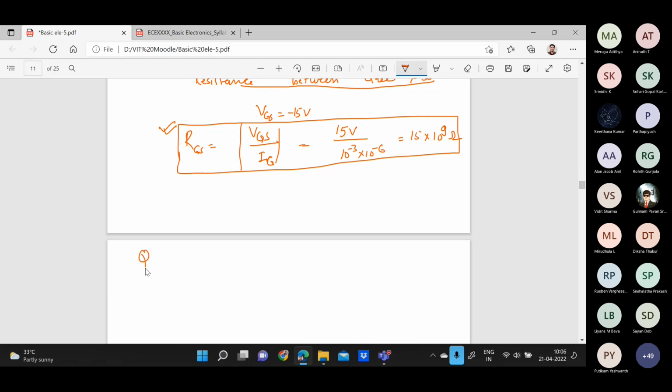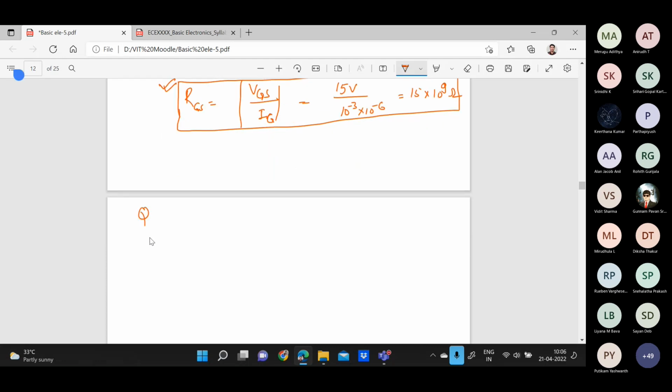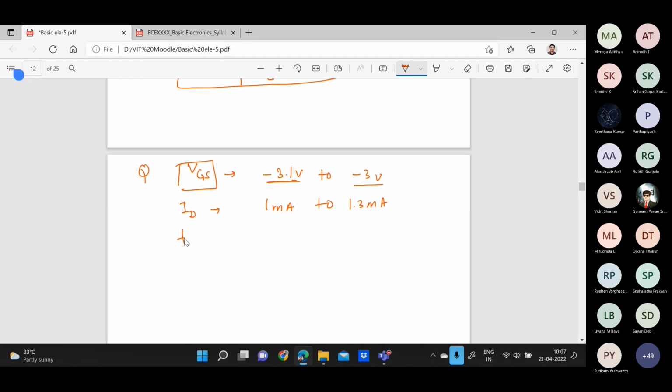Now, the next question which is possible from here, they said when VGS changes from minus 3.1 volt to minus 3 volts. The VGS is changing from minus 3.1 volt to minus 3 volt. In the same condition, the ID is also changing from 1 milliamps to 1.3 milliamps. They said find out the value of transconductance. This is a new word for you, right? Transconductance.